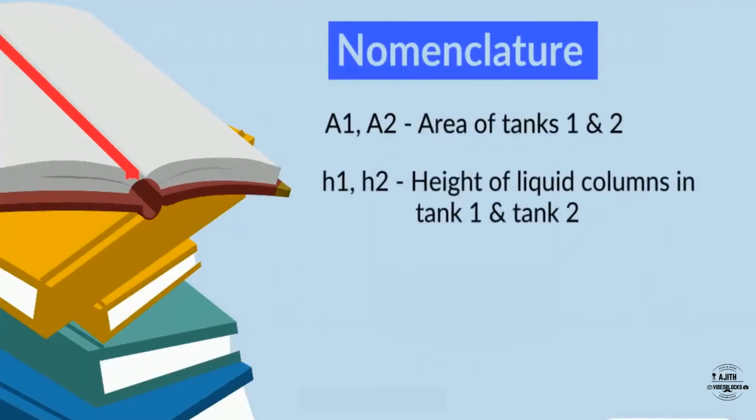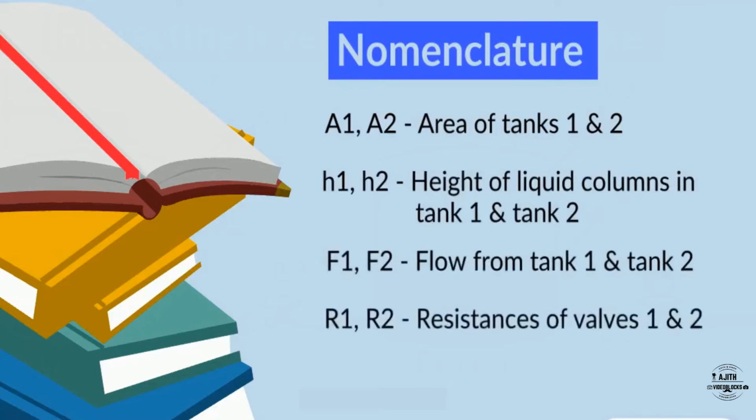A is the area of the tank, H is the height of the liquid column in the tank, F1 and F2 are the outflow from tank 1 and tank 2, Fi is the inflow to tank 1 and finally R is the resistance of valves connected to the tanks.